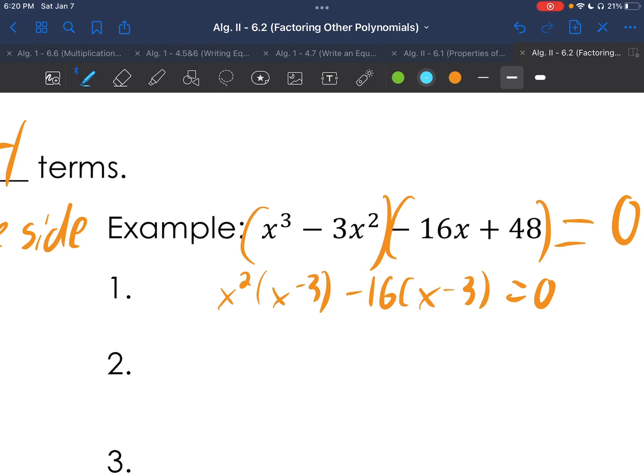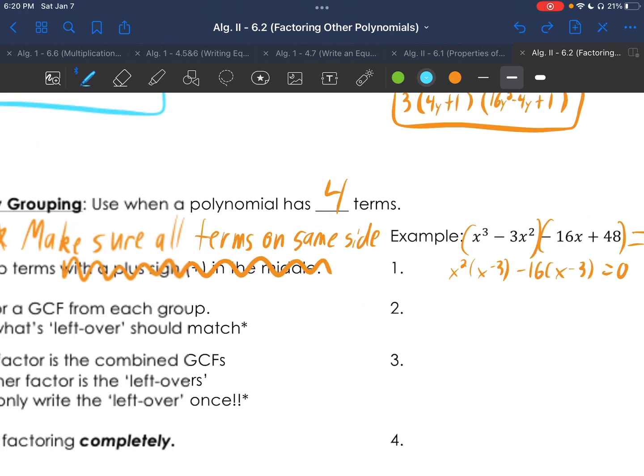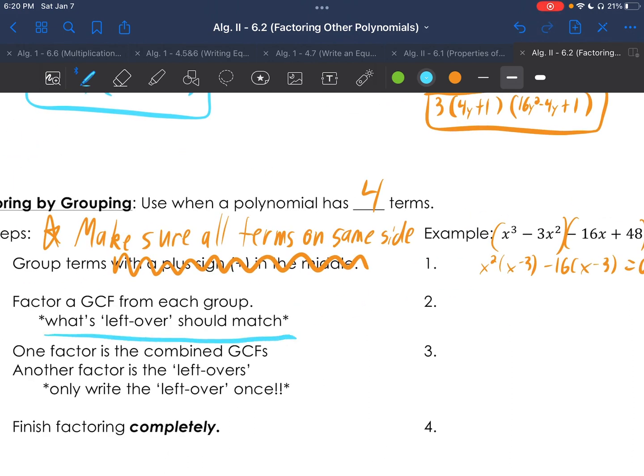Now we notice that the insides match. And it does say what's left over should match. So one factor is the GCF of each, so x squared minus 16, and the other factor is going to be the leftovers that were the same.